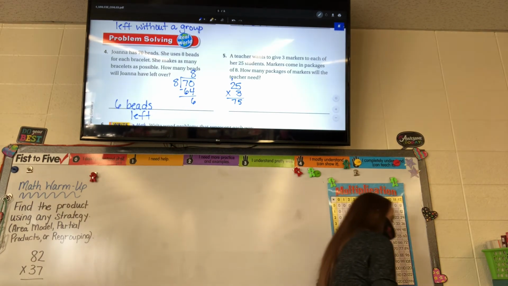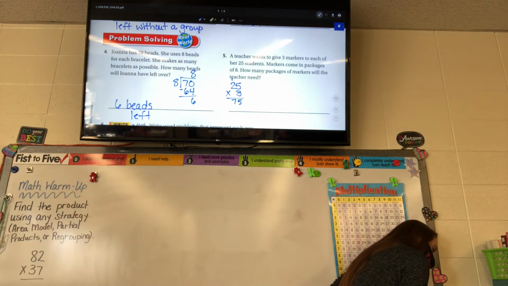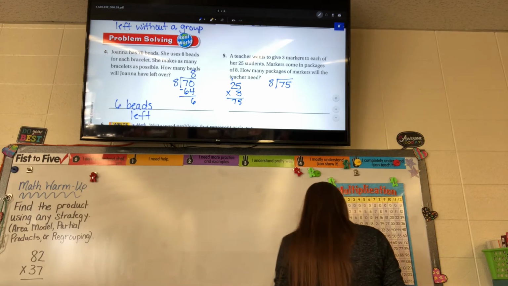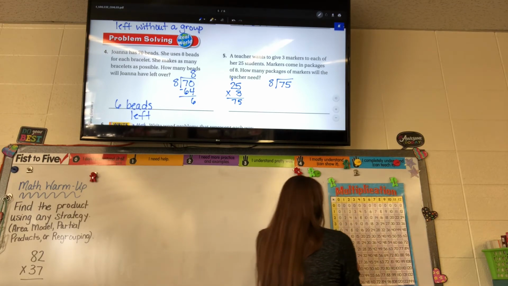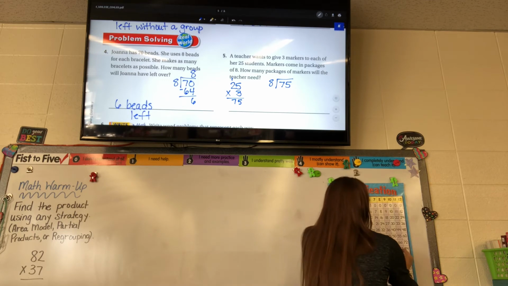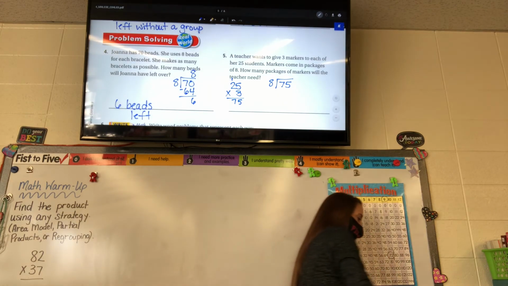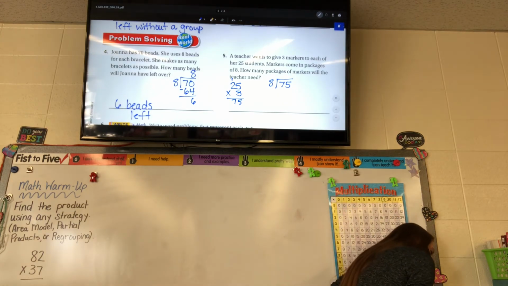They come in boxes of 8. So 75 markers needed, divided by 8 markers per box. Oh yeah, I got you. So we go to the 8 row, we're looking for 75. Go to 72 and 80, look to the left, go up. So she's going to buy 9 boxes to begin with.